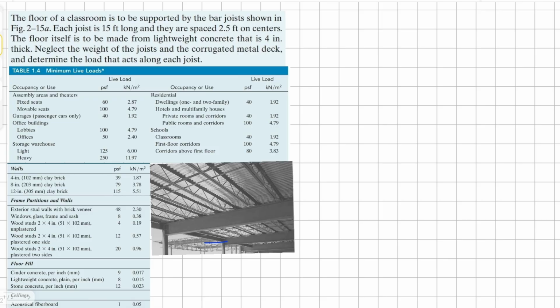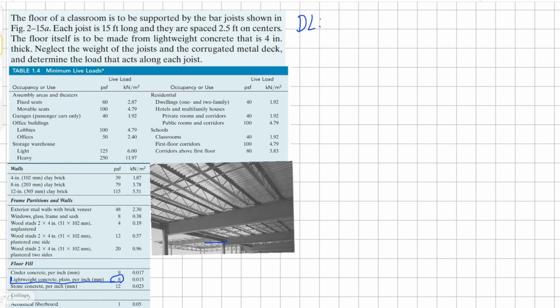To solve this problem, you would first need to calculate our dead load and our live load. And if you don't know how to calculate it, go back to my other videos. So let's start with the dead load. To calculate dead load, we first need to find our minimum dead load from our dead load table. And we can see for lightweight concrete plain, it's 8 pounds per square foot per inch.